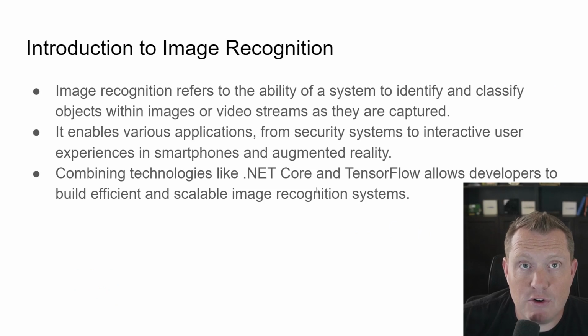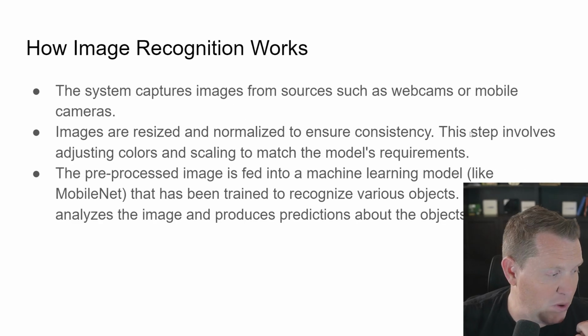Image recognition refers to the ability of a system to identify and classify objects within images or video streams as they're captured. It enables various applications from security systems to interactive user experiences in smartphones and augmented reality. Combining technologies like .NET Core and TensorFlow allows developers to build efficient and scalable image recognition in the systems that they're already building. I know y'all out there have .NET Core systems that you're already building. Let's grab TensorFlow and start doing some image recognition, because I think there are some huge, powerful things you can do here.